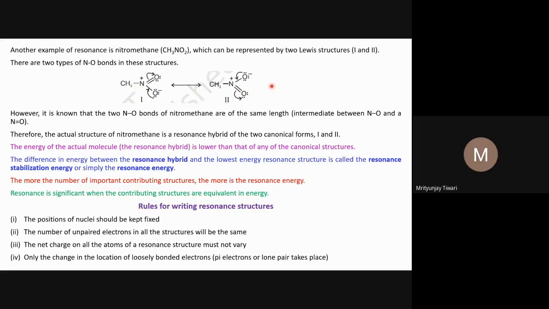However, what do we see experimentally? All the NO bonds in nitromethane are of the same length. So this NO bond and this NO bond are of the same length, which is intermediate between a nitrogen-oxygen single bond and a nitrogen-oxygen double bond. That is what it means: we see a nitrogen-oxygen bond which is neither a single bond nor a double bond, but an intermediate between these two.